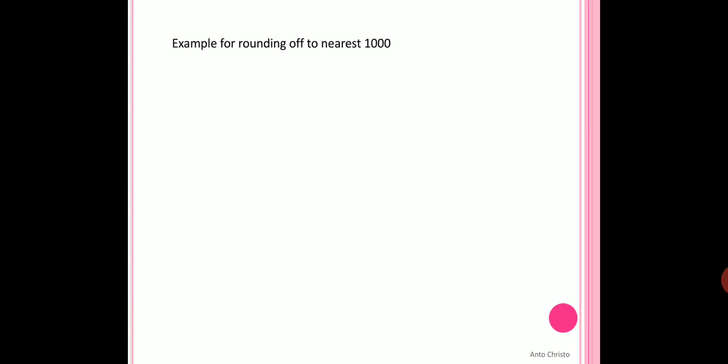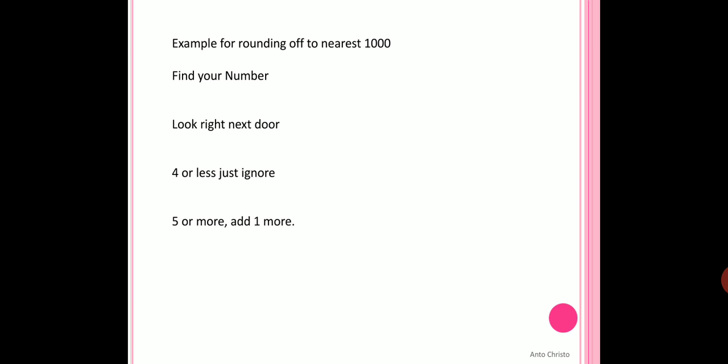Here are a few examples for learning how to round off to nearest 1000. Again, I am keeping the poem. I have the number 2715. In this, I need to find the nearest 1000. So in thousands place, which number do I have? I have number 2.